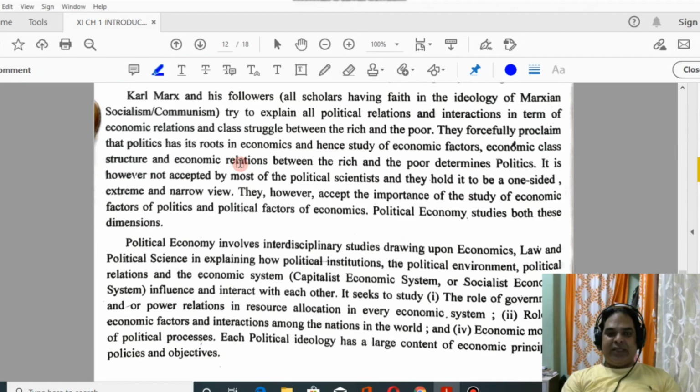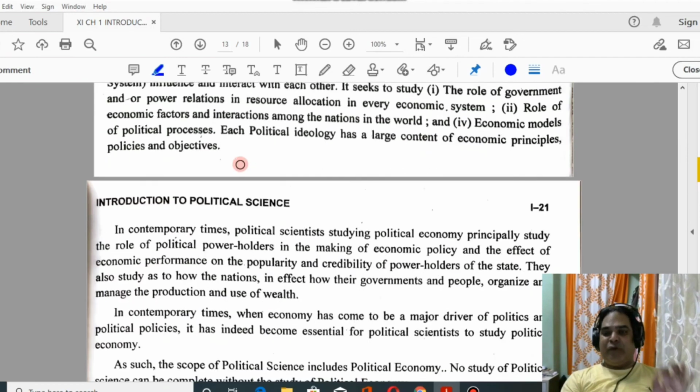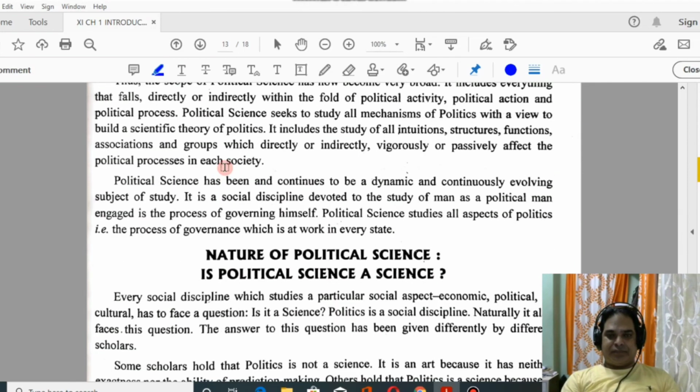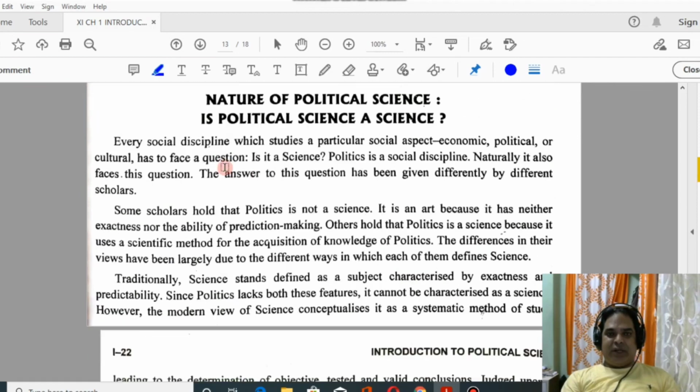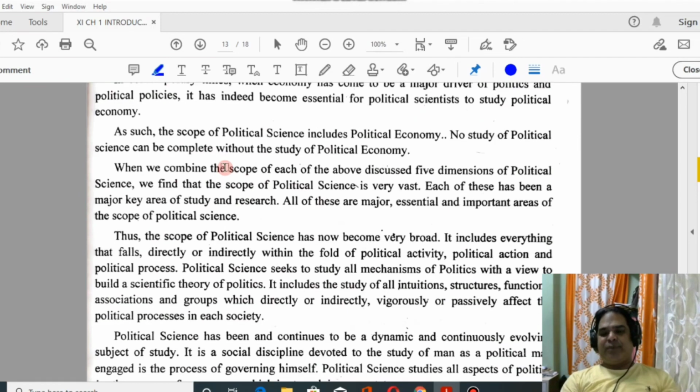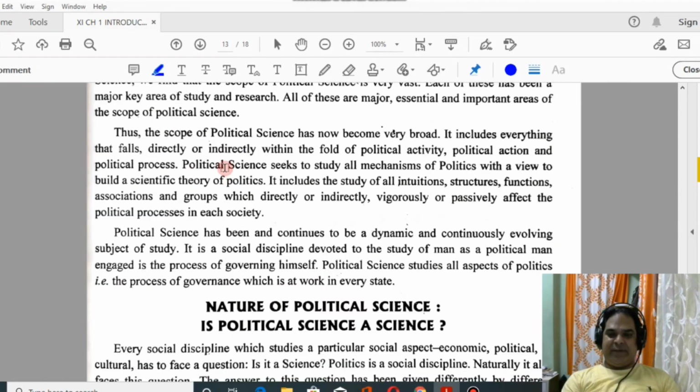Now you can see, all this part, my dear, if you study it, and if you're asked what is the scope of political science, you will get enough material to write your answer. Children, this is all about political science theory. That means the concept of political science we have studied.